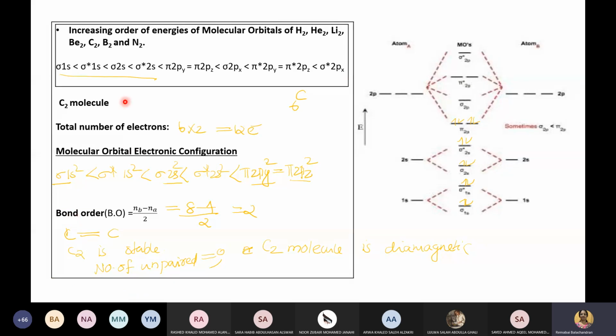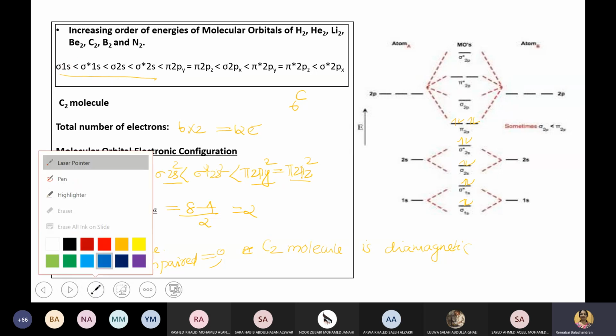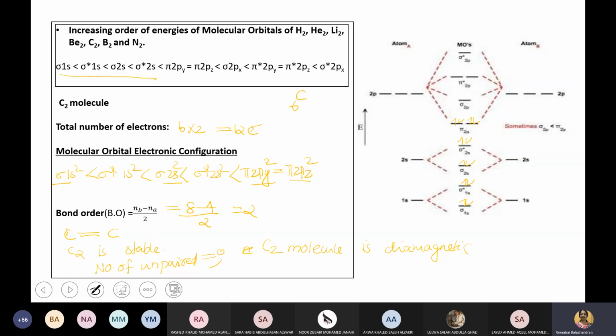I will explain. If you have a question, you ask. You know the atomic number of carbon is 6. This is from the periodic table. We have 2 carbon atoms, so the total number of electrons is 6 plus 6, 12, or 6 times 2, 12. Now you just fill it here. 2 here, 4, 6. Now it's 8.